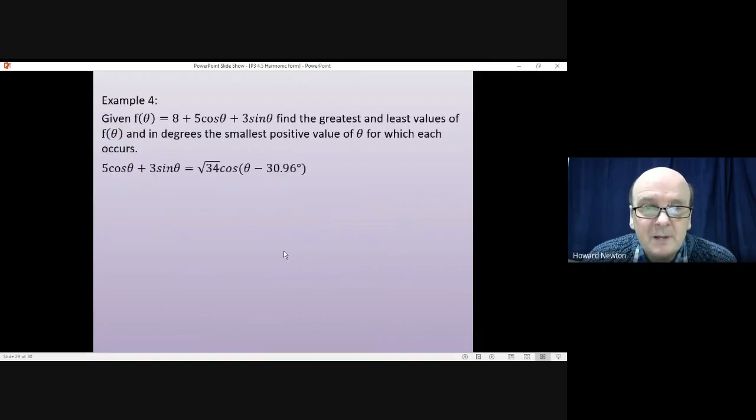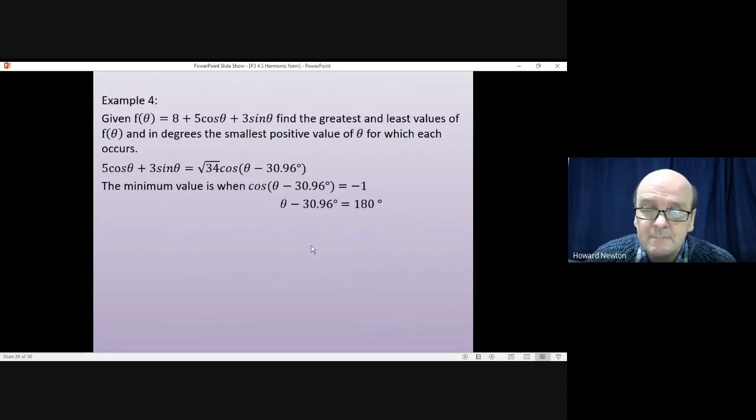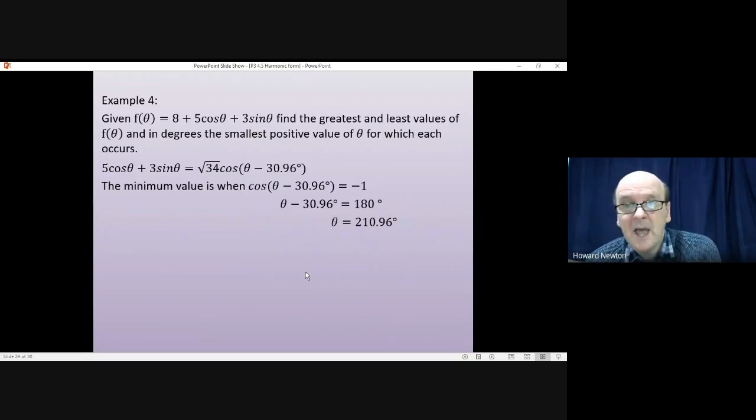The minimum value occurred when cos was equal to minus 1, and we just do exactly the same thing again. Find inverse cosine of both sides, and that gives us theta minus 30.96 is equal to 180 degrees. Inverse cosine of minus 1 is 180. Adding on the 30.96 gives us theta equals 210.96. And again, that is the smallest positive value of theta, which is a solution to that equation. Could do a sketch at this point just to check, but that is the smallest positive value.